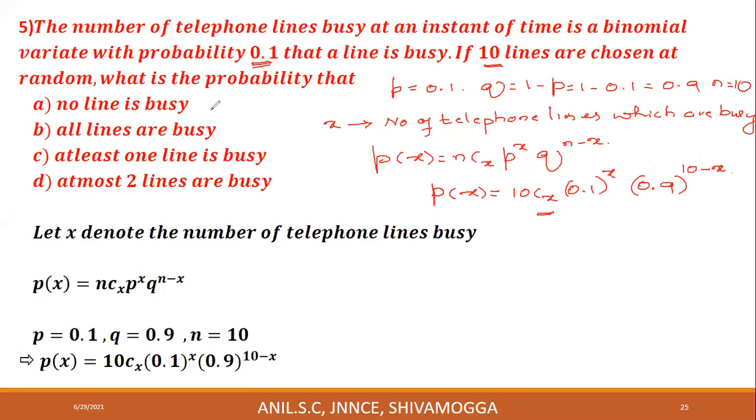Further, what is required? No line is busy. X denotes the number of busy lines. No line is busy means X must be 0. This is the first case. When X is equal to 0, this will be 10C0 into 0.1 power 0, which is 1, into 0.9 power 10 minus 0, which is 10.